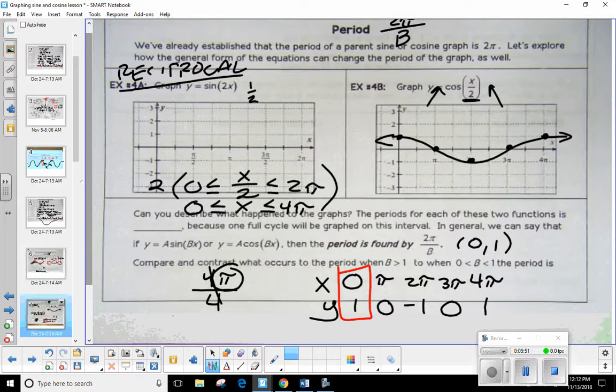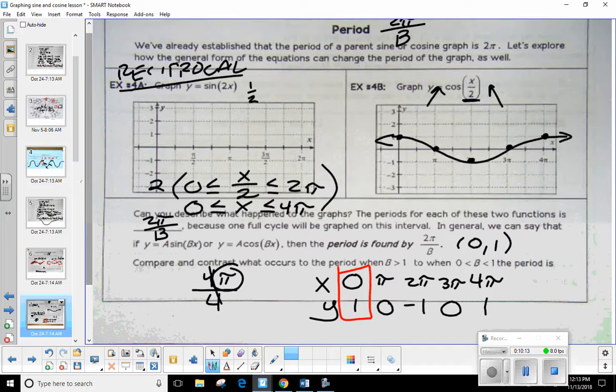Okay. We're going to be doing the same thing on all these graphs. So fill in the blank. Remember that the period for each of these is going to be 2 pi over b. And remember, b is the coefficient of x. You just go ahead and plug that in.